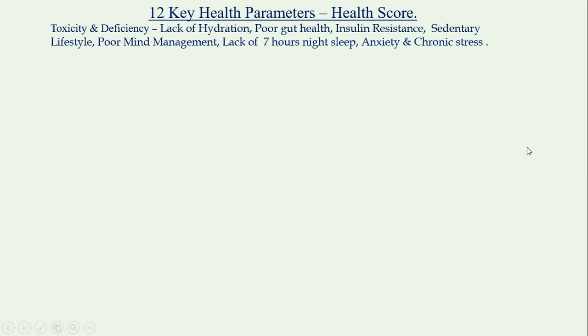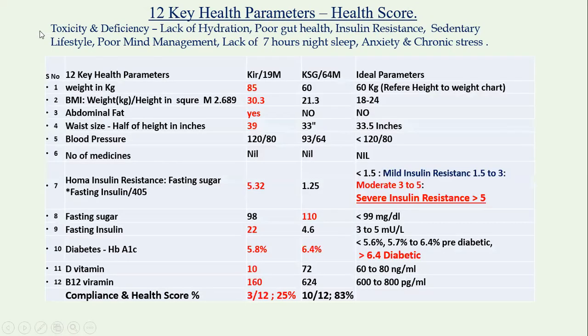So, friends, if somebody is undergoing toxicity, deficiency, lack of hydration, poor gut health, insulin resistance, sedentary lifestyle, and poor mind management over the years, what all can happen to them? Look, the weight will increase.